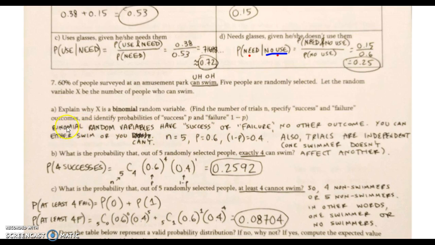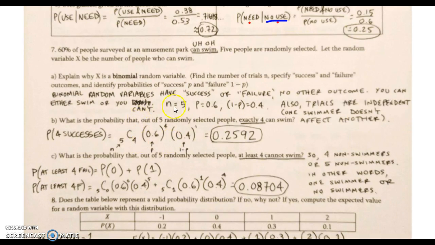All right, so hopefully I've convinced you that this is a binomial random variable. They have a set probability of success. They have a set number of trials, and they should also have trials that are independent in nature. It also asks for success and failure. We know success means you can swim, failure means you sink. The probability of success is 0.6, and failure should make sense at 0.4.